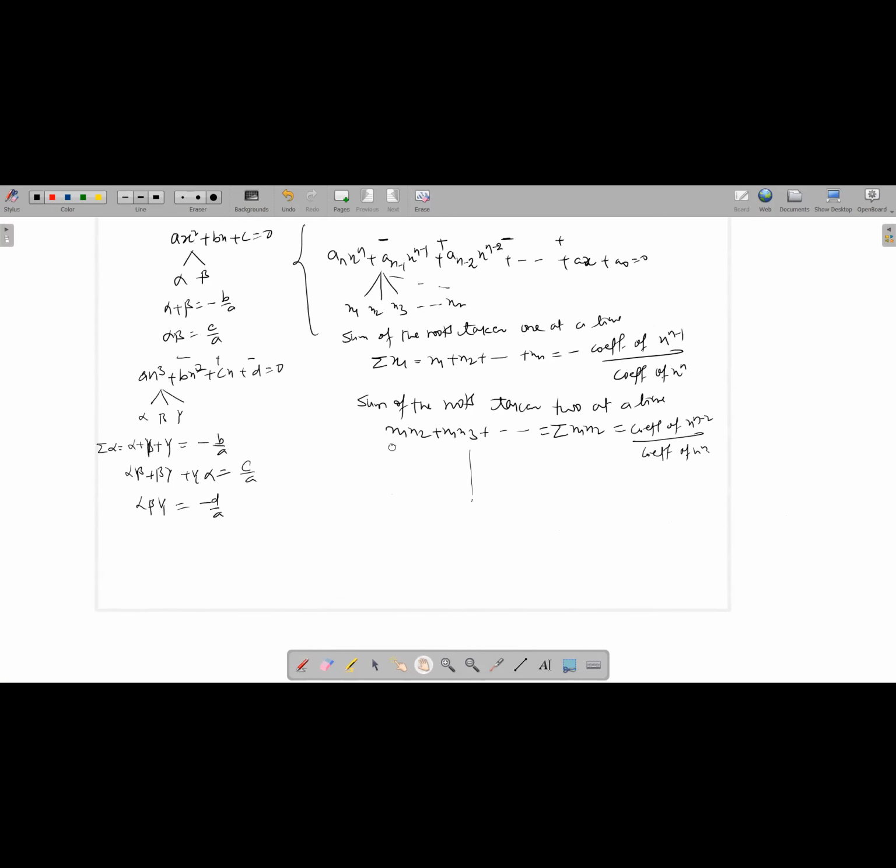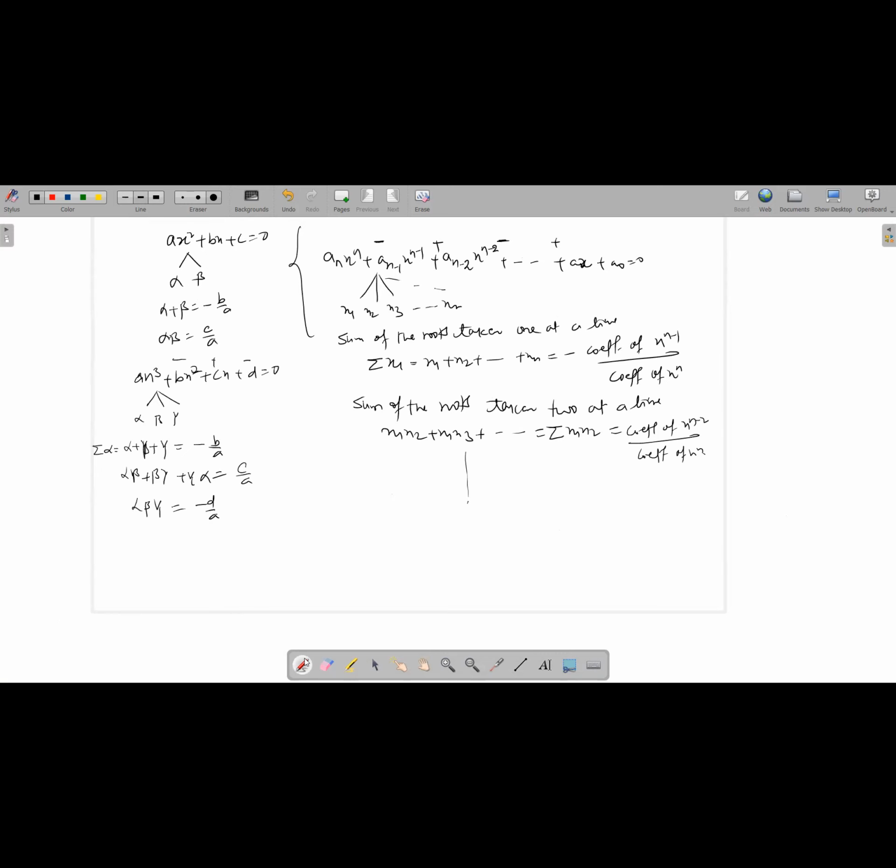In case we have, suppose, a biquadratic equation. Biquadratic means of degree 4, like this: ax to the 4 plus bx cube plus cx square plus dx plus e equal to 0. In this case, we can have four different roots, that is alpha, beta, gamma, and delta. We can take the sum of the roots taken one at a time, that is alpha plus beta plus gamma plus delta. That is again minus b by a.